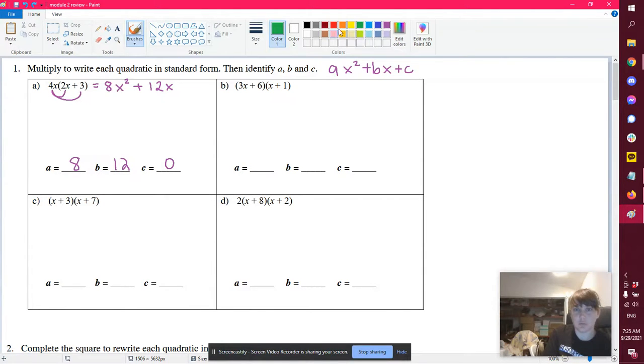Here, the binomial multiplication is we multiply 3x times x, multiply 3x times 1, we multiply 6 times x, we multiply 6 times 1. And then we can add all those together. The 3x squared has no partner, so it just stays the same. 3x and 6x have the same variables, so we can add them together. And then 1 has no partner, so it's by itself. And now we get to fill in our a, b, and c.